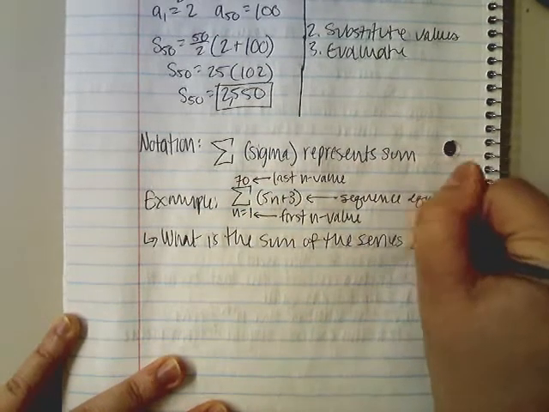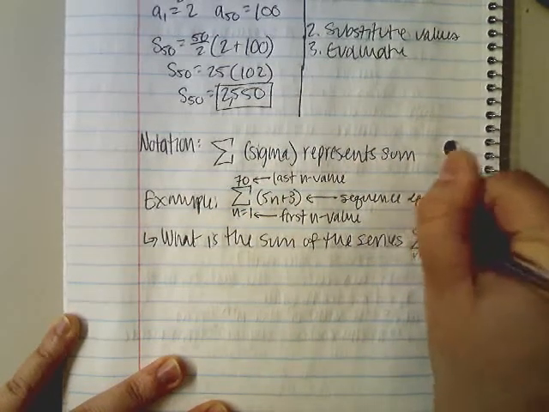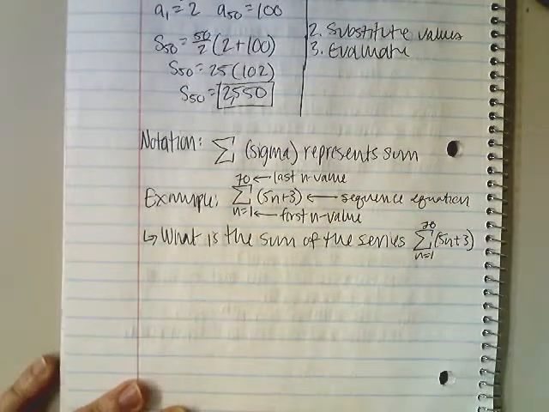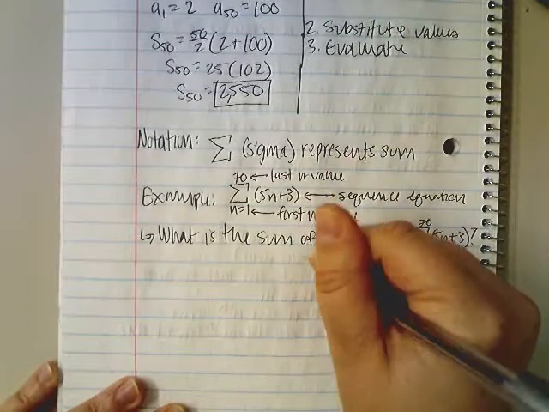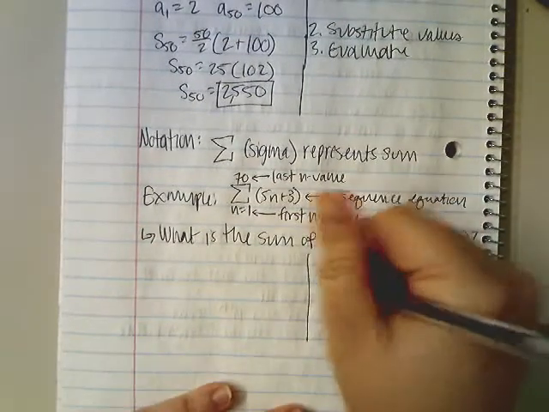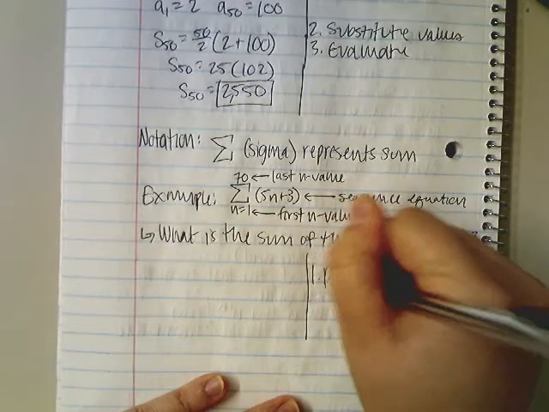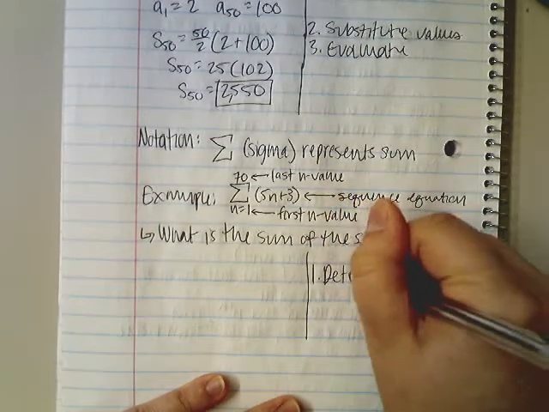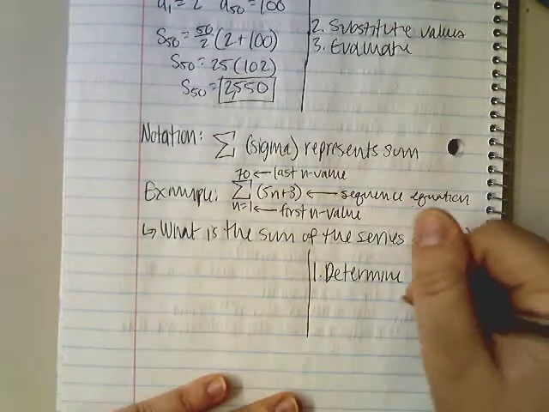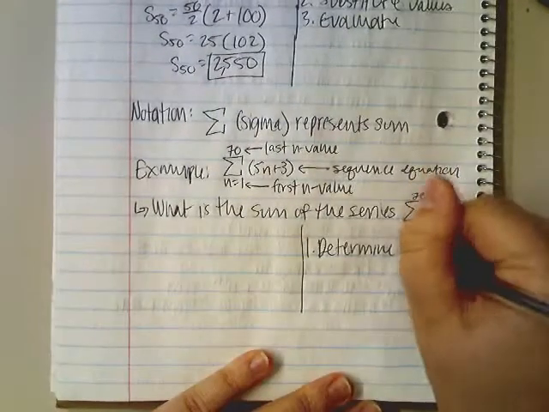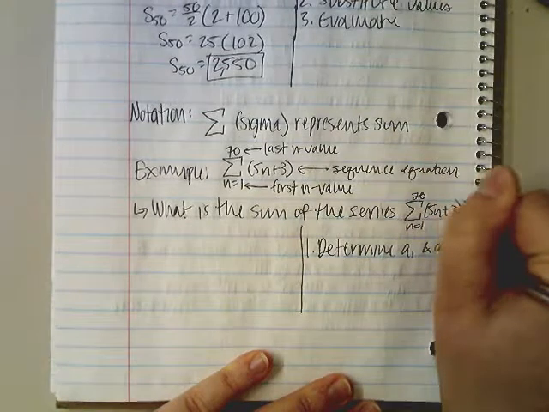So what is the sum of the series from n equals 1 to 70 for 5n plus 3? Okay. Before we define our variables, we need to determine our a1 and a70 values, because we don't know them yet. So we're going to determine a1 and a70 first.